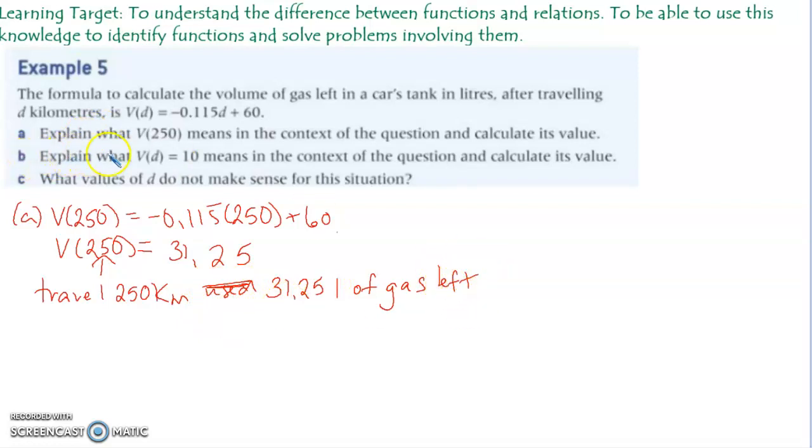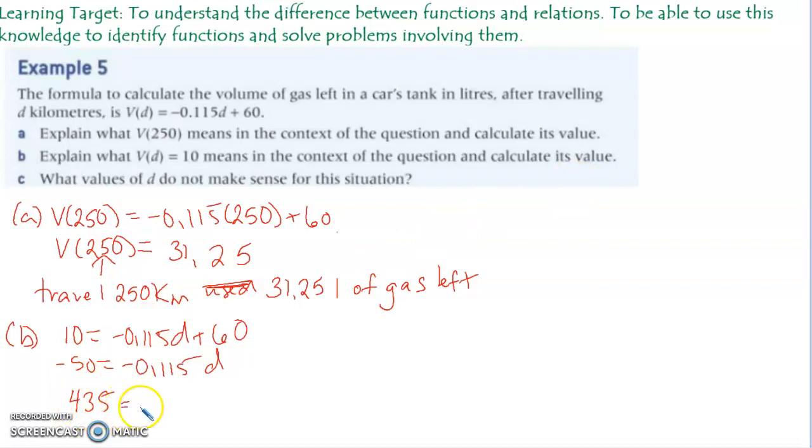Okay. We can do something very similar with B, but this time it says V of D is 10. So instead of replacing D with 10 this time, I'm going to replace V of D completely with 10. And the goal is to solve for D, so I would start by subtracting 60. So now we have negative 50. And then divide both sides by this decimal. When you do so, you're going to end up with about 434.78. But you can absolutely round it in this case. So I'm going to write 435 is the distance.